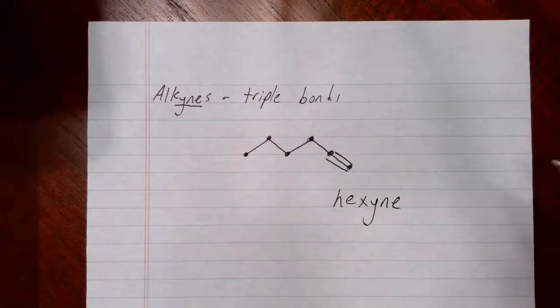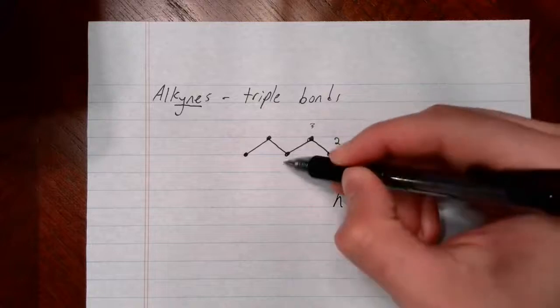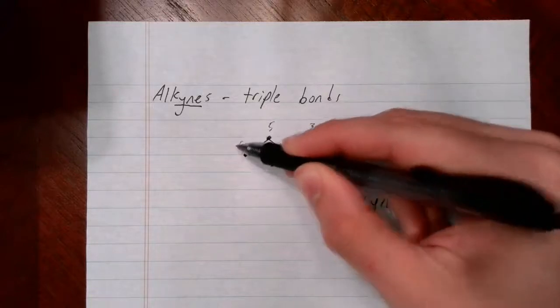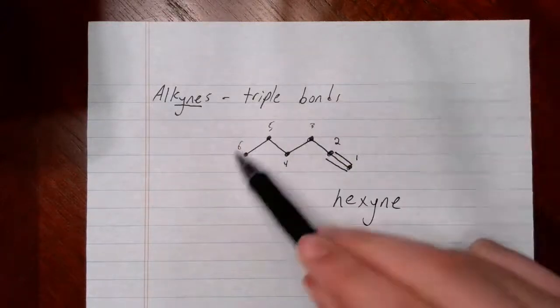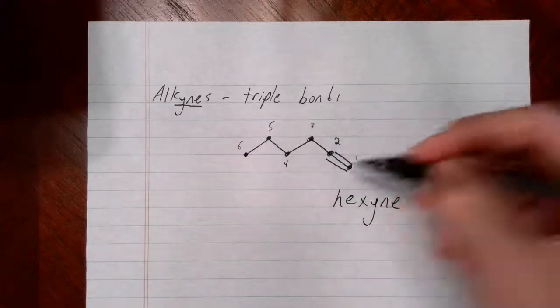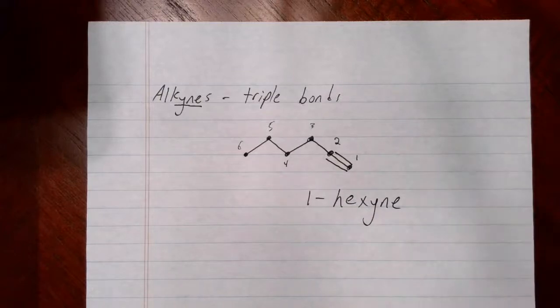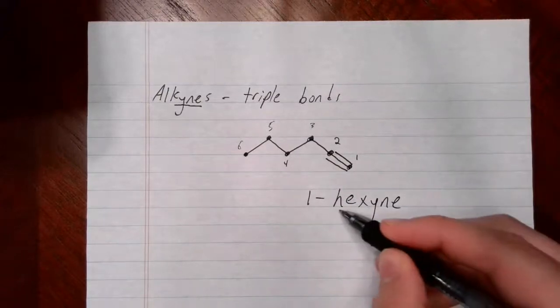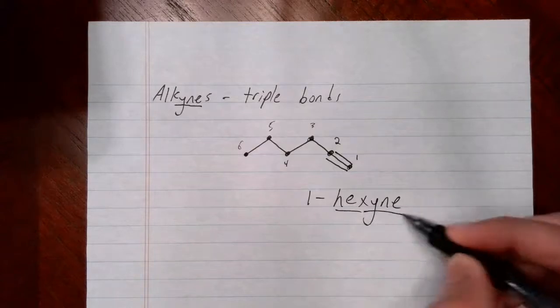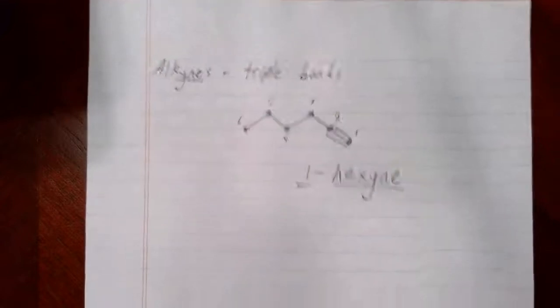Now I need to number the carbon chain. So number it 1, 2, 3, 4, 5, 6. I could also try 1, 2, 3, 4, 5, 6, but I would choose the first way that I numbered because I want to give the triple bond the lowest number possible. So I would call this molecule 1-hexine. So the hex tells me 6 carbons. The YNE tells me a triple bond is present. The 1 tells me where the triple bond begins.